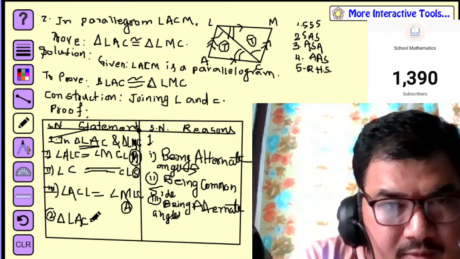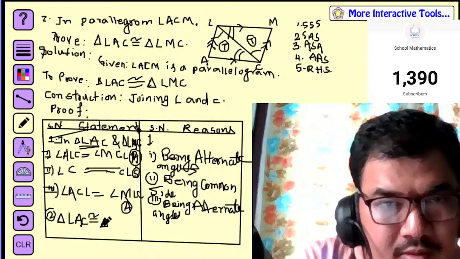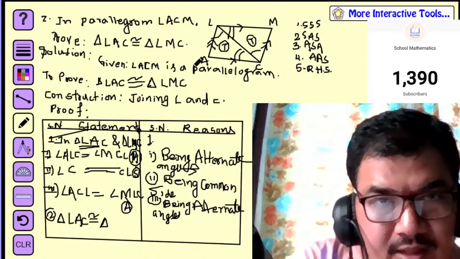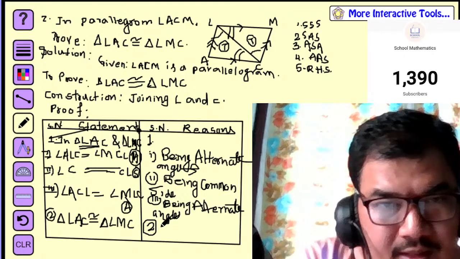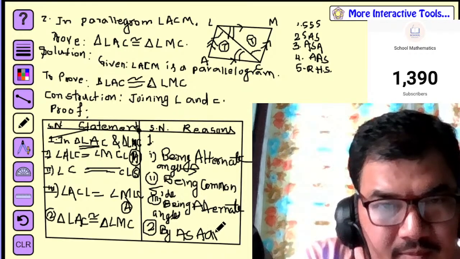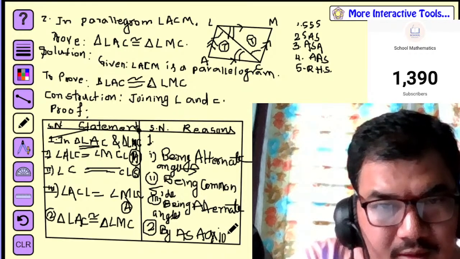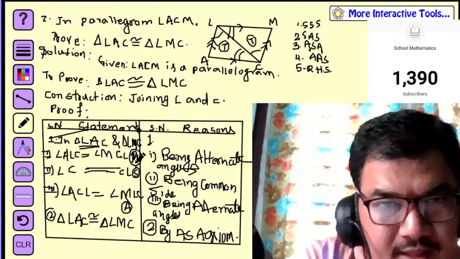This has become congruent to the triangle. The name of the entire triangle is given as LMC. Write LMC. Which criterion have we used here? The criterion used here is angle side angle. These two triangles have become congruent because of this angle side angle criterion.